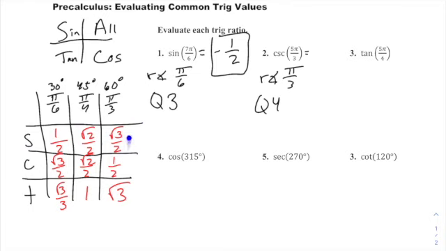So the reciprocal of root 3 over 2 is 2 over root 3, which rationalizes to 2 root 3 over 3. And we're in quadrant 4, where only cosine is positive. So sine, and therefore cosecant, is negative. Negative 2 root 3 over 3.